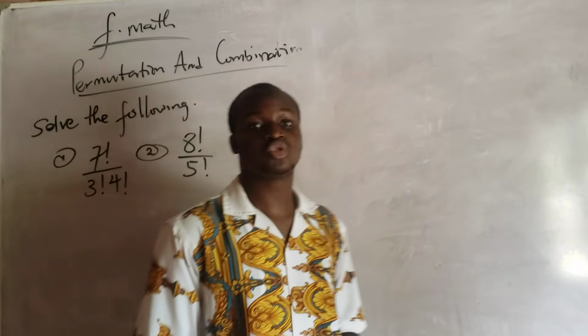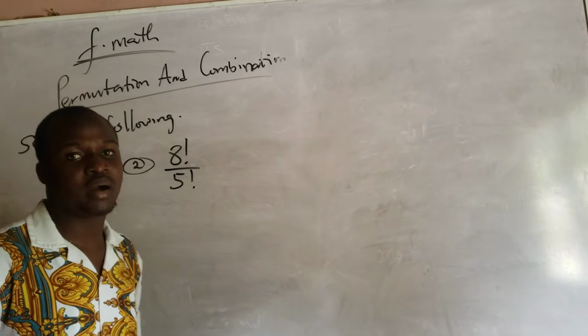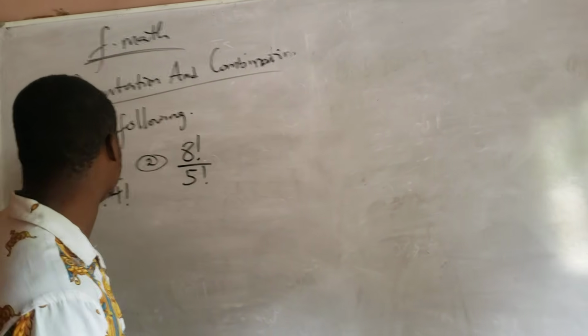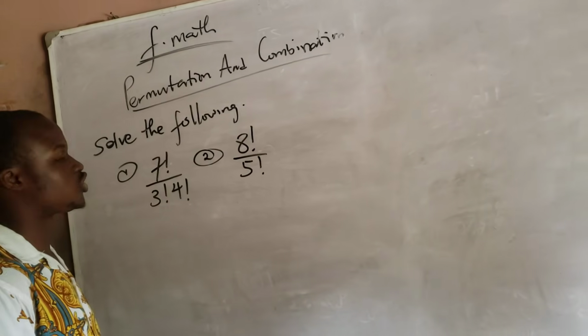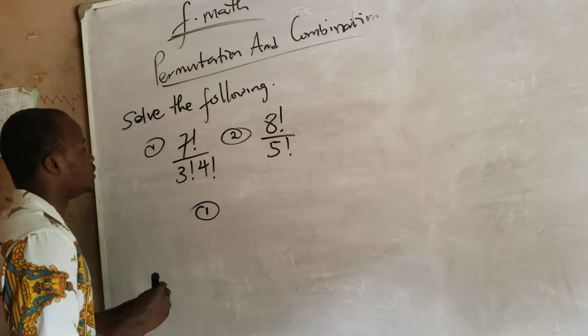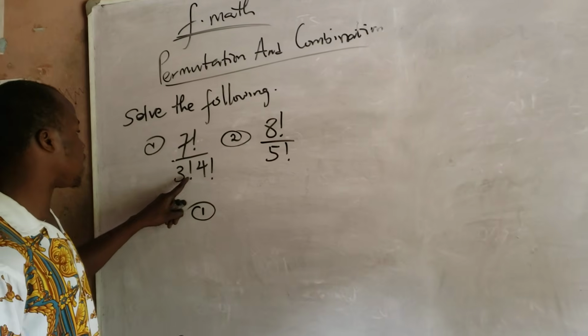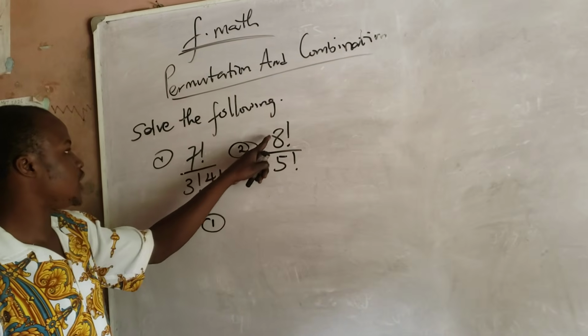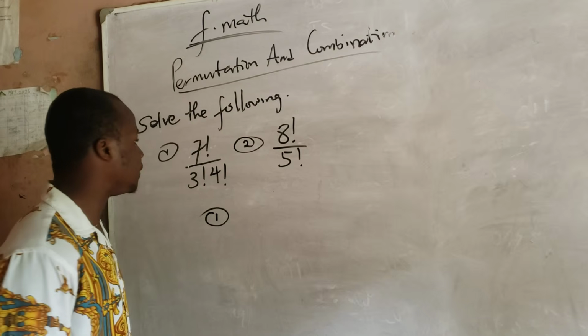In this video, we are going to solve this question on permutation and combination. Solve the following. Number 1: 7 factorial over 3 factorial times 4 factorial. Number 2: 8 factorial over 5 factorial.